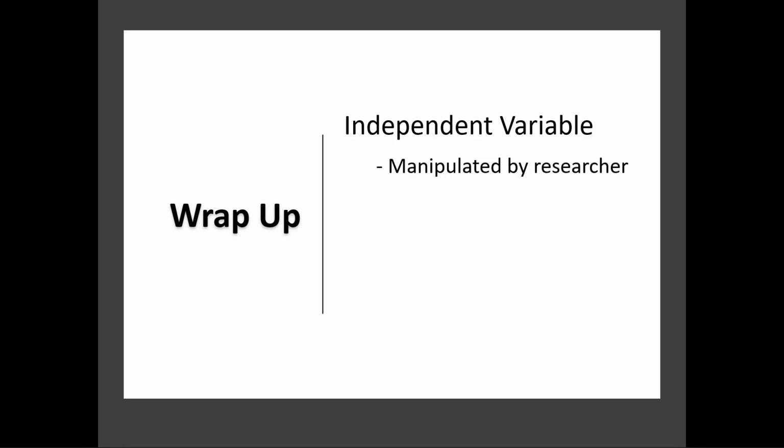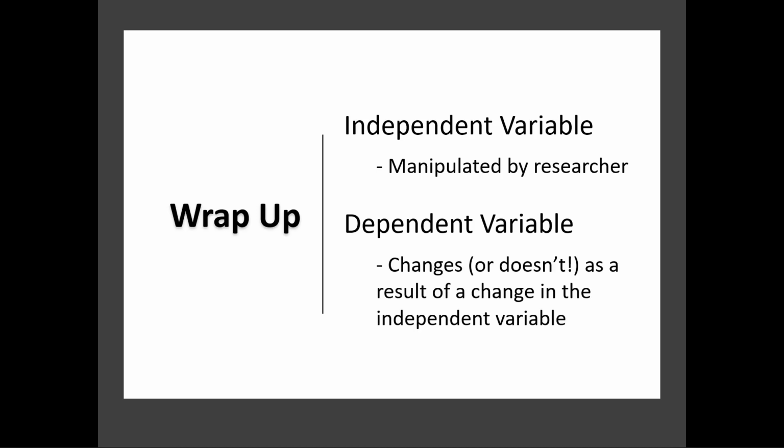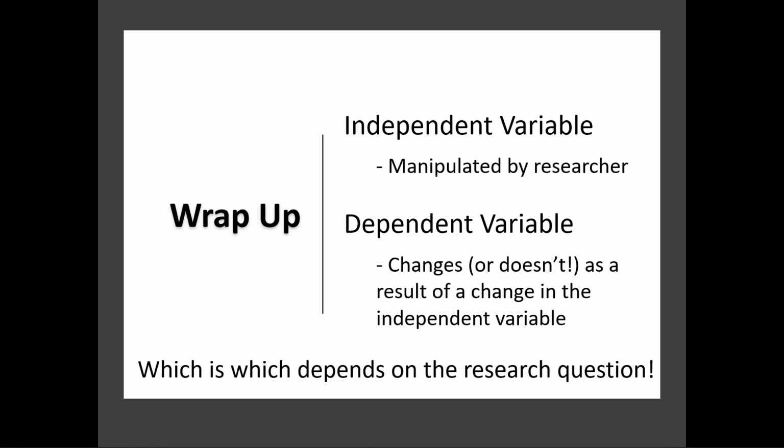So to wrap everything up, we have an independent variable, which is typically manipulated by the researcher to see the outcome on the dependent variable, which changes or doesn't change based on the value of the independent variable. And to know which is which, you do need to look at the research question.